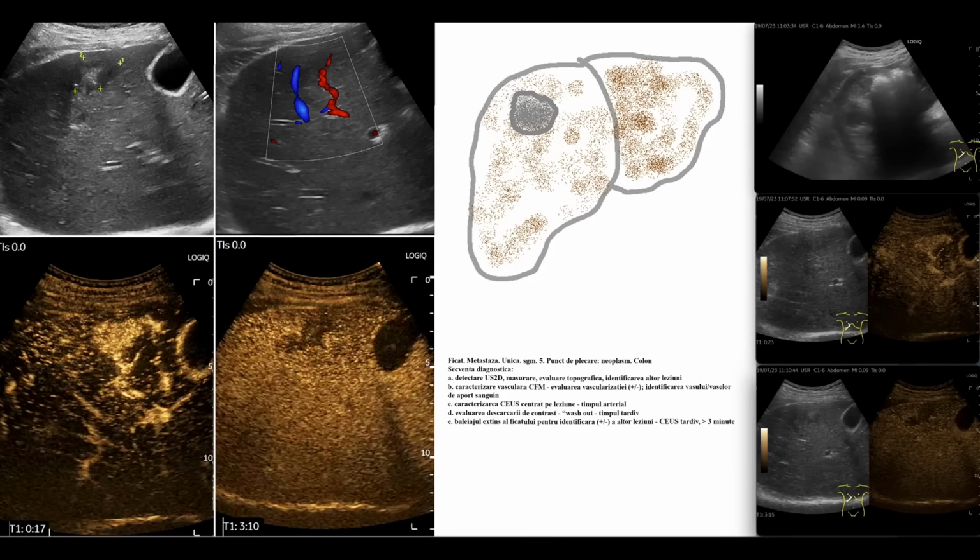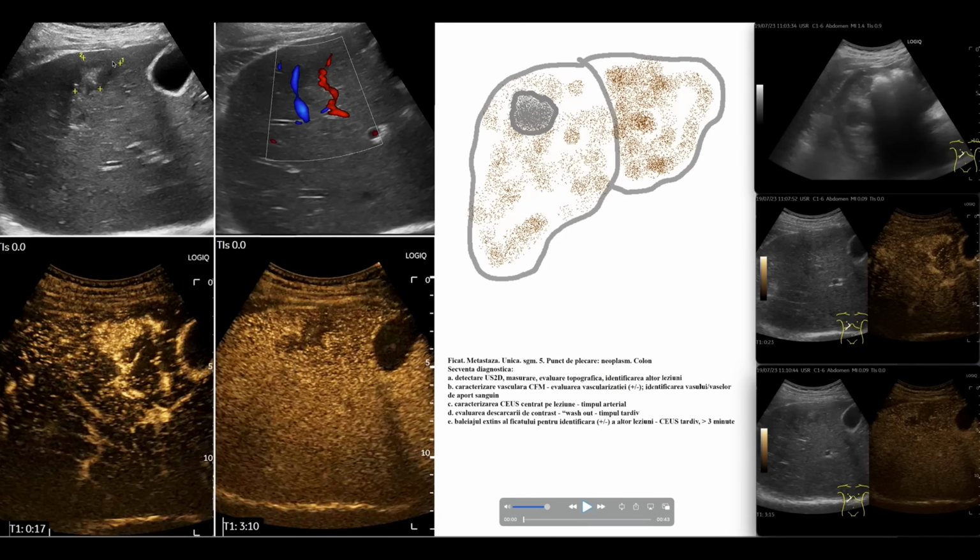Here we are dealing with 4 diagnostic sequences. The first is the identification, the detection of the tumor formation. The second is vascular Doppler characterization. The third and fourth is characterization using the contrast procedure.